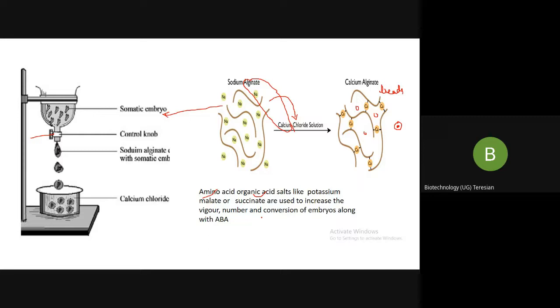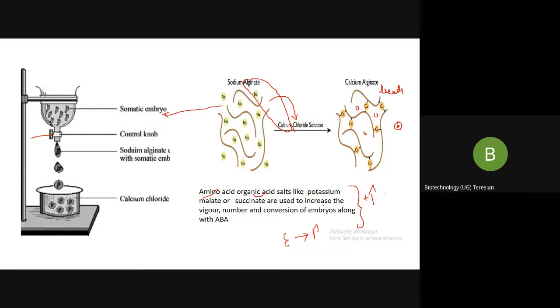Okay, so what happens? You can increase the number. This has a positive effect on your synthetic seeds. That is, it is increasing the number. Not only that, it increases the conversion rate of your embryo, that is, from the embryo developing into a plant, so that you can go propagate it. So this is an important point you have to remember.